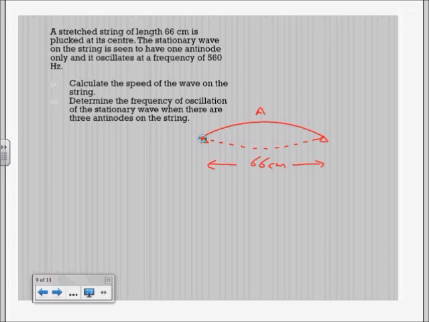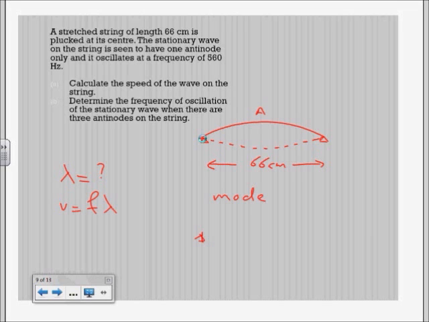All right, so what we need to do is figure out lambda. I'll leave you to figure out lambda, the wavelength associated with that particular mode of oscillation. And once you've figured out the wavelength, v equals f lambda should allow you to calculate the speed of the waves in the string. And then you're asked to determine the frequency when there are three antinodes.